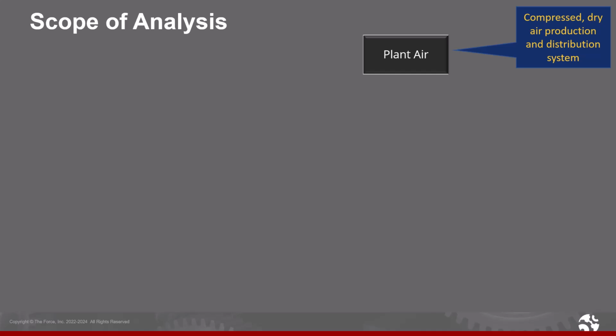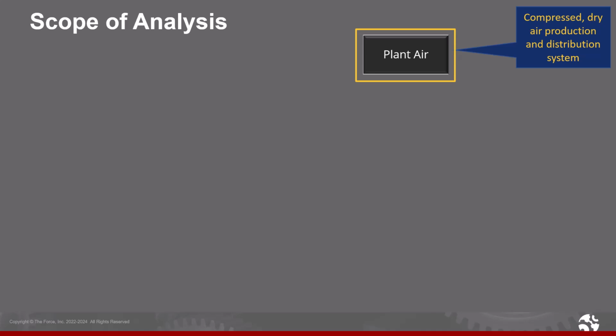Let's say you decide to start with the plant air system because it's experiencing chronic failures. It's tempting to tackle the whole system at once, but that would make the scope too broad and the RCM analysis unmanageable. Instead, we need to break it down.